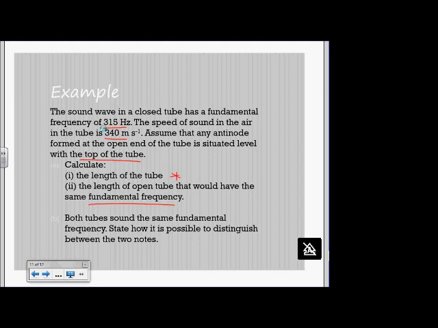State how it's possible to distinguish between the two notes. So open tube, closed tube, both giving the same fundamental frequency. How could you figure out which is which? I assume that would be with your eyes closed, because if you open your eyes, you'd see which one is closed. Anyway, have a think about that one too, please.